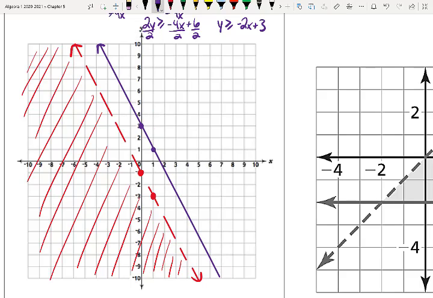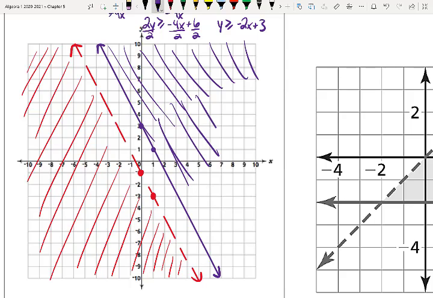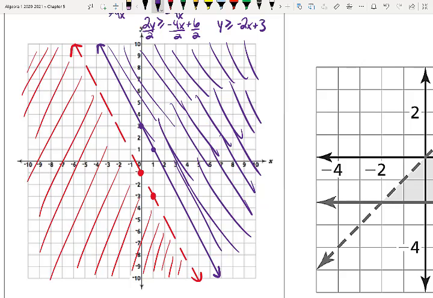Arrows on the end. And now my inequality was greater than, so it should be shading above. So now I go in the other direction, just kind of going this way in case I don't have multiple different colored pens. I would be able to see, in this case, that where they overlap would be my solution.